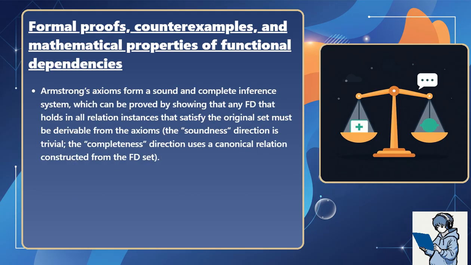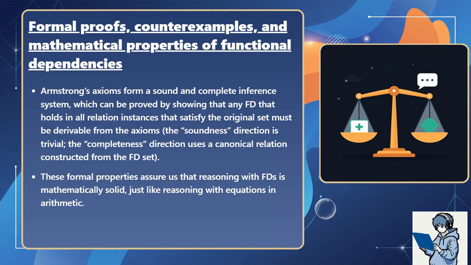Armstrong's axioms form a sound and complete inference system, which can be proved by showing that any functional dependency that holds in all relation instances that satisfy the original set must be derivable from the axioms. The soundness direction is trivial. The completeness direction uses a canonical relation constructed from the functional dependency set. These formal properties assure us that reasoning with functional dependencies is mathematically solid, just like reasoning with equations in arithmetic.